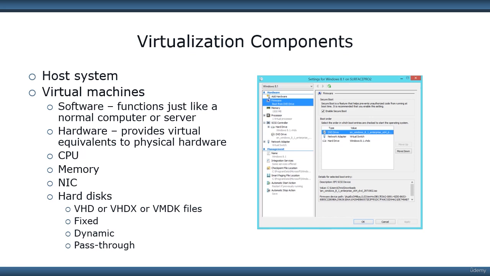Individual virtual machines will have software installed on them, operating system and application software, and they'll function just like a normal computer or server. They'll have hardware as well, which is a virtual equivalent to physical hardware. So we see CPU, memory, network cards, hard drives, etc. And we can see some of that in this screenshot, which is from Hyper-V. Okay, so we can increase the number of CPUs. We can increase or decrease the amount of memory. Memory can also be configured as dynamic when dealing with virtualization, so it can expand and contract as needed.